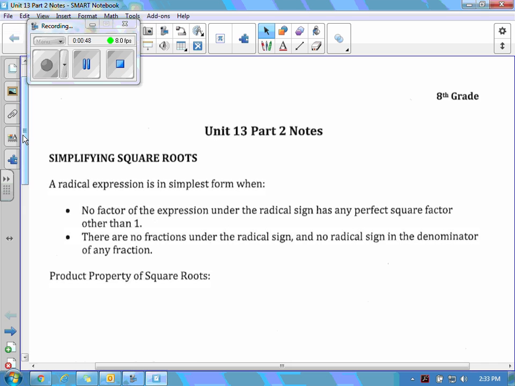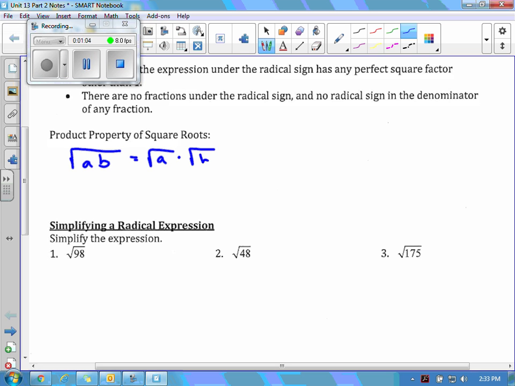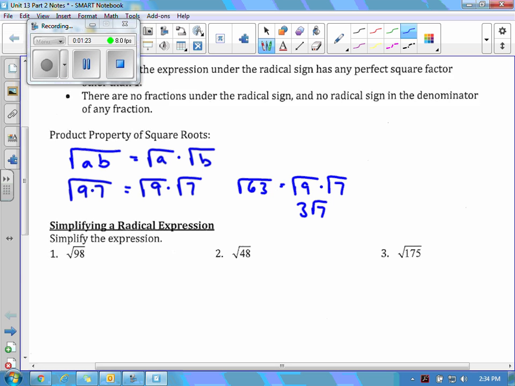So let's look at the product property of square roots. In your book, it tells you that if you have the square root of a times b, the product property says that you can split that up into the square root of a times the square root of b. So looking at it as actual numbers, if I have the square root of 9 times 7, I could split that into the square root of 9 times the square root of 7. The reason why we would do that is, for this example, if I have the square root of 63, I could split that into 9 and 7, and then 9 has a square root, which we'll get to in a second. But that's the product property.